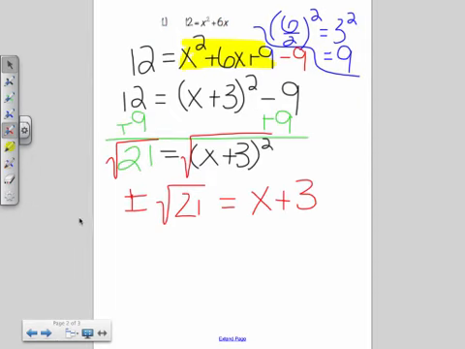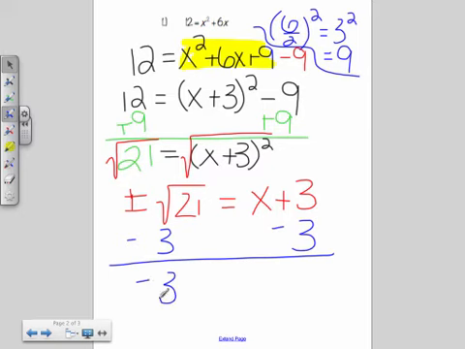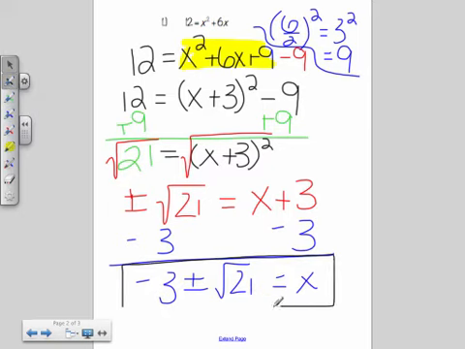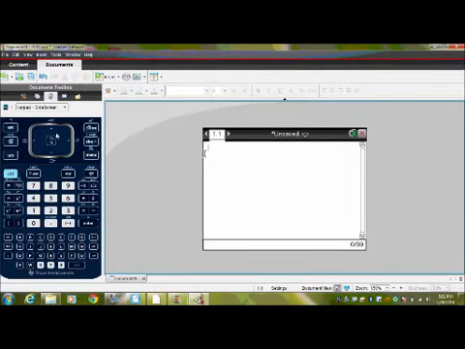So in order to isolate that x, all I have to do is subtract the 3 from both sides. So my answer ends up being negative 3 plus or minus the square root of 21 is equal to x. This 21 is not divisible by any perfect squares other than 1, so it is completely simplified, which means that this is my final answer. Okay, so I just want to really quickly talk about how to check this answer in your calculator.